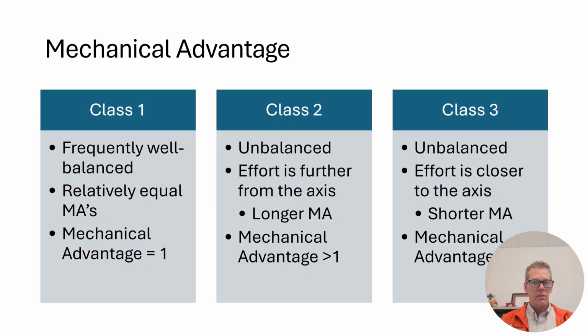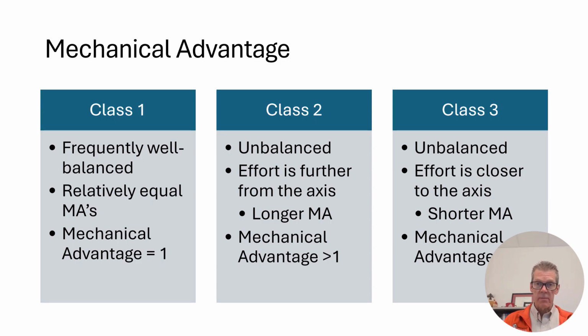So class 1 levers are typically pretty well balanced, and the mechanical advantage is basically equal to 1. A class 2 is an unbalanced lever because the effort force is further from the axis. So we get a longer moment arm for the effort, for the muscle force. So we have a mechanical advantage that's greater than 1. This is a very effective and efficient class of lever, class 2.